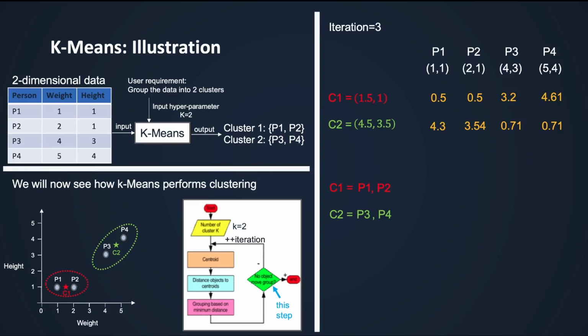Since we have observed that the points in the clusters haven't changed in this third iteration, we simply stop the algorithm, and we say that P1 and P2 belong to the C1 cluster, while P3 and P4 belong to the C2 cluster. This is how the k-means algorithm performs clustering of the objects that exist in a given dataset.